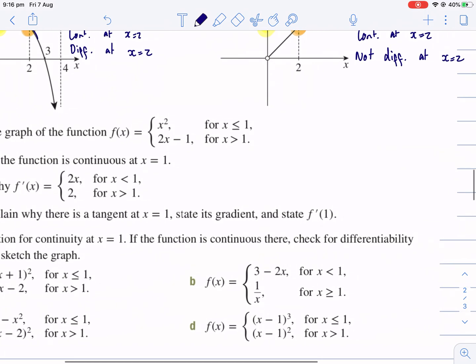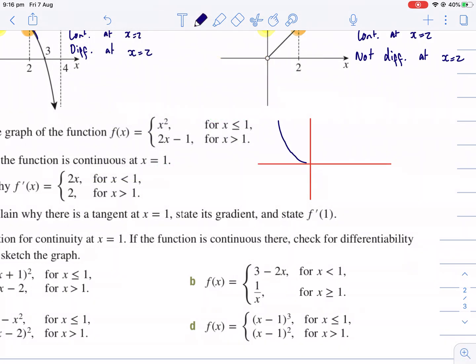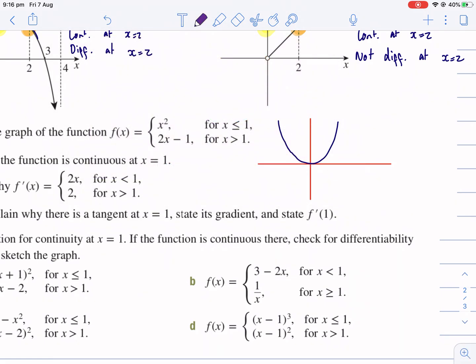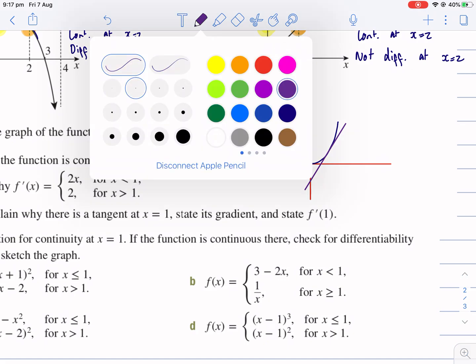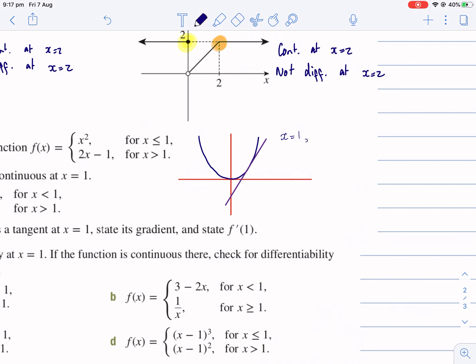Sketch this. All right, but I'm doing a rough job. So the graph of x squared looks like that. The graph of 2x take 1 looks like that. Let's see if it's continuous or not. x squared is 1. 2x take 1 is also 1. Yes, continuous.